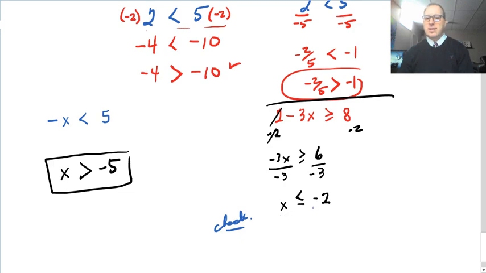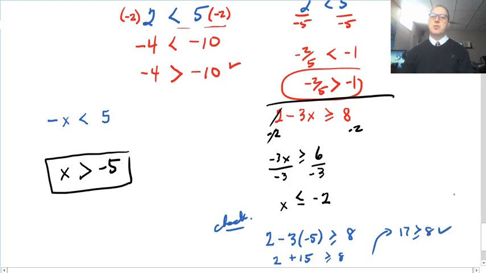So what's the number that's less than negative 2? Let's say negative 5. So let's say I put 2 minus 3 times negative 5 in there. Is that greater than or equal to 8? Well, that's 2 minus a negative 15, which is the same as plus 15. That's 17 greater than or equal to 8. That is 100% true. So you see it works out.